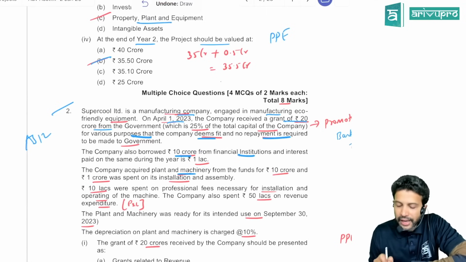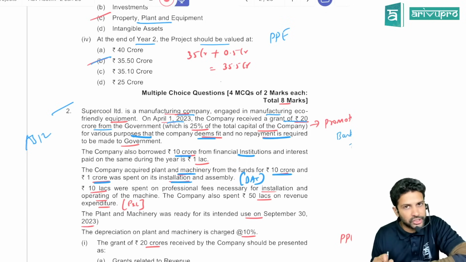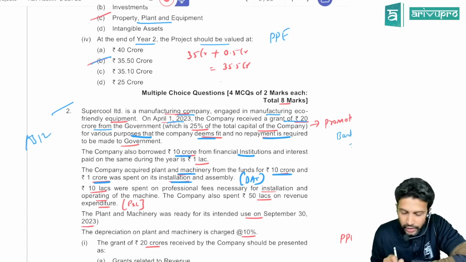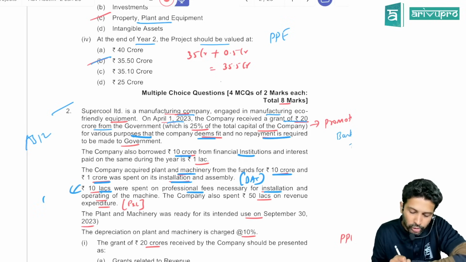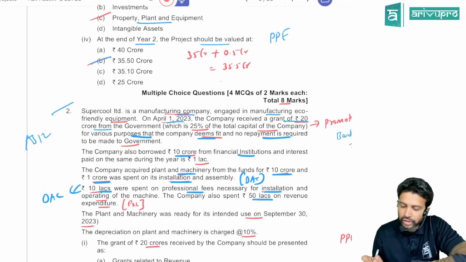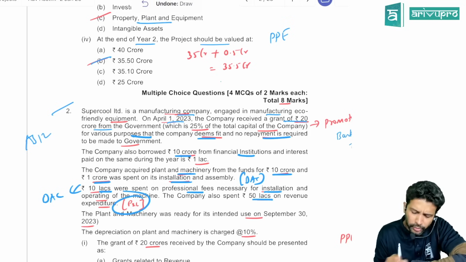Okay. The company also borrowed 10 crore rupees from financial institutions and interest on that is 1 lakh. The company acquired plant and machinery from the funds for 10 crore and 1 crore was spent on installation. Installation charges become your directly attributable cost. Can you add installation charges to cost of PPE? Yes. 10 lakh was spent on professional fees necessary for installation. That means this 10 lakh is also what, sir? Directly attributable cost. The company also spent 50 lakh rupees on revenue expenditure. Revenue expenditure means a directly attributable cost or it goes off to P&L?